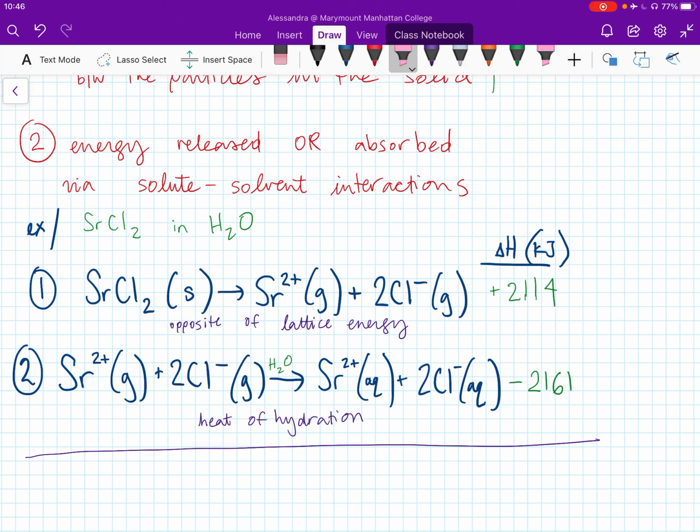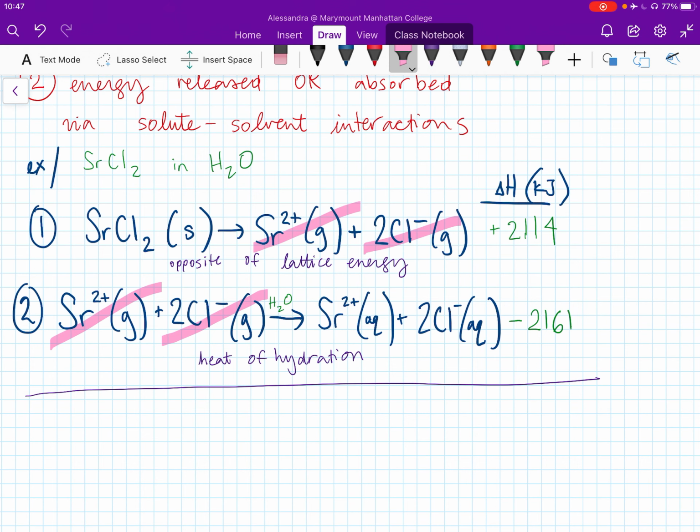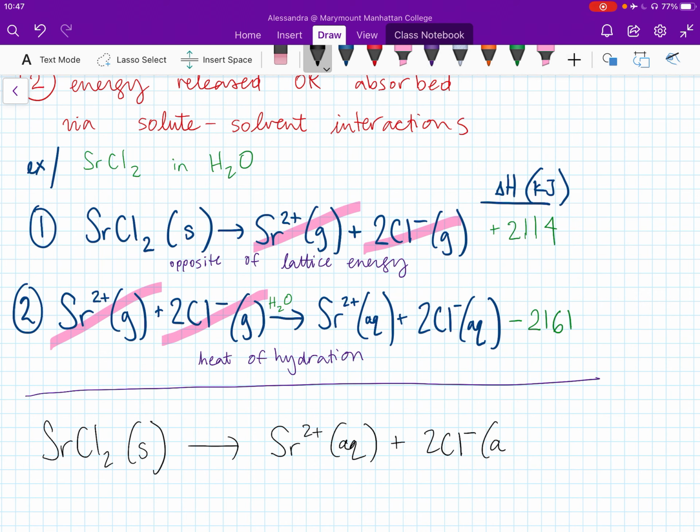Notice that I have lots of things that are the same on both sides. I have the strontium gaseous ions, and I can cancel those out because they're the same on both sides. I have the two chloride ions, and I can cancel those out too. So when I add those together, I'm left with strontium chloride solid breaking apart into aqueous ions. This is literally the dissolution of strontium chloride in water.